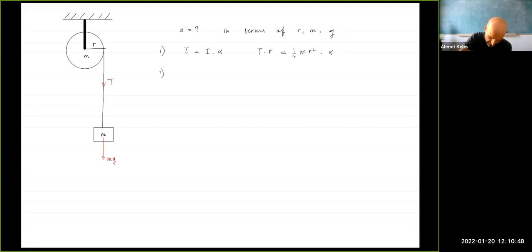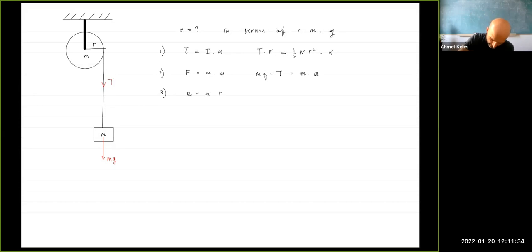So equation two is for this guy: F is equal to M times A, and F is M G minus T, which is equal to M times A. Good. And there is one more condition that I need to use. Maybe somebody can tell me that. Exactly, right? So acceleration should be equal to alpha times r.